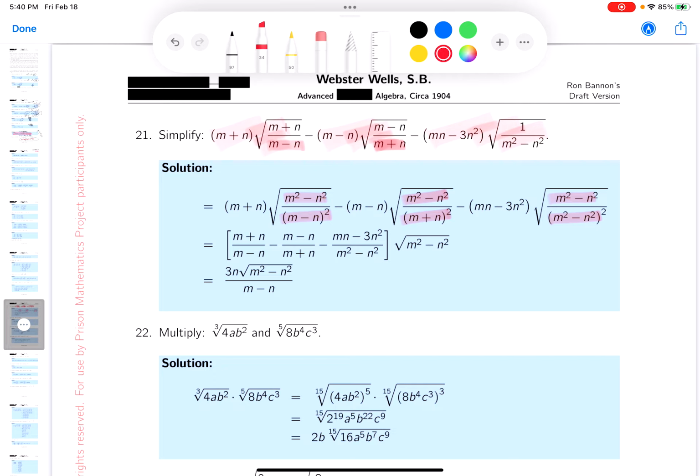Although conditional, I hope you realize the square root of the bottom in the first case is m minus n. In the second case, it's m plus n. In the third case, it's m squared minus n squared. And then what do I notice? I notice that every single radical on the top is the same. It's the square root of m squared minus n squared. So I factored that out. What remains? These things.